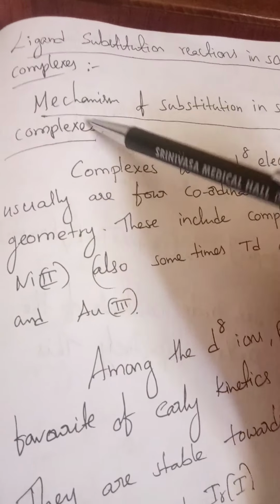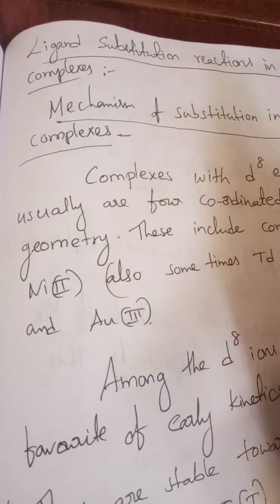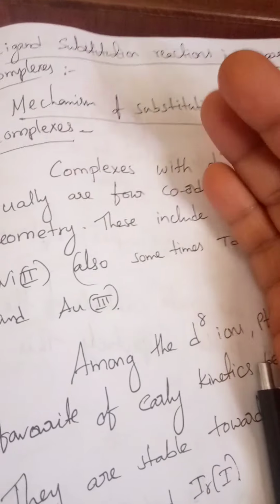Good afternoon, my students. Today we discuss ligand substitution reactions in square planar complexes. In the previous class, I told you the ligand substitution reactions in octahedral complexes, explained by cobalt(III), and ligand substitution reactions in square planar complexes are mostly explained by platinum(II) complexes.